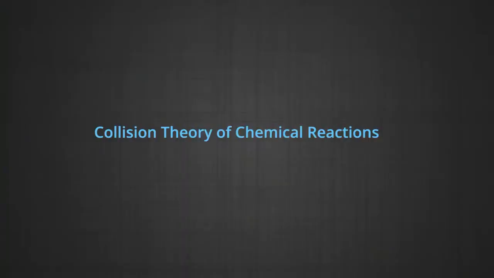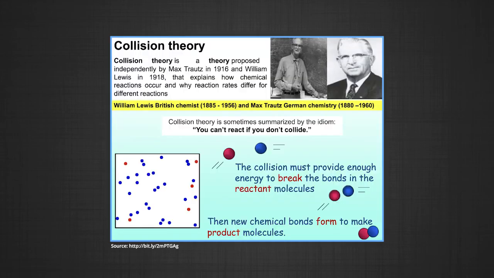Now let us discuss the collision theory of chemical reactions. Though the Arrhenius equation is applicable under a wide range of circumstances, collision theory, which was developed by Max Trautz and William Lewis in 1916 and 1918, provides a greater insight into the energetic and mechanistic aspects of reactions. It is based on the kinetic theory of gases. According to this theory, the reactant molecules are assumed to be hard spheres, and the reaction is postulated to occur when the molecules collide with each other.